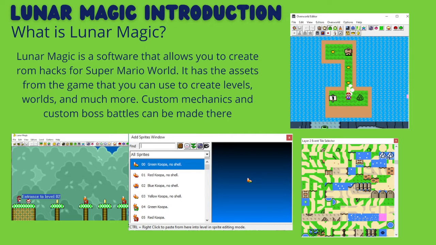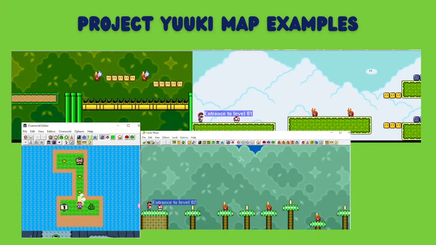Anybody recognize some of these photos? If you do, it's from Project Yuuki, my very own demo ROM hack. And as you guys can see here are some screenshots from my ROM hack that I'm making for you guys, Project Yuuki, which already has a demo up on the board. And you guys can look at links in the description below. So we have level 3 on the left, level 1 on the right. On the bottom left, we have the World 1 overworld, and on the right of that, we have level 2.